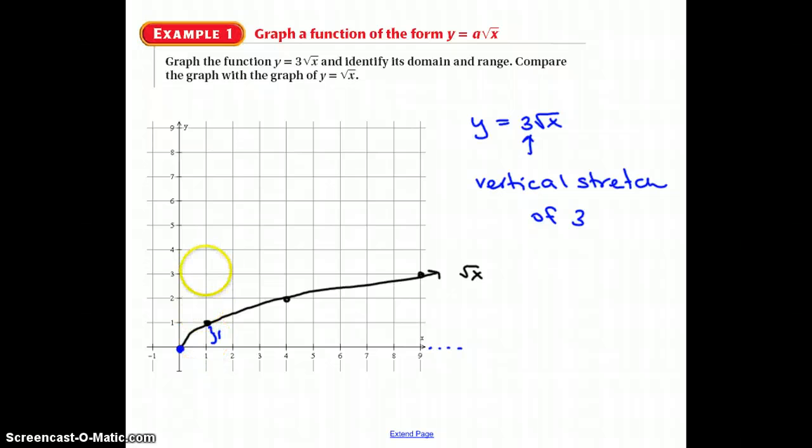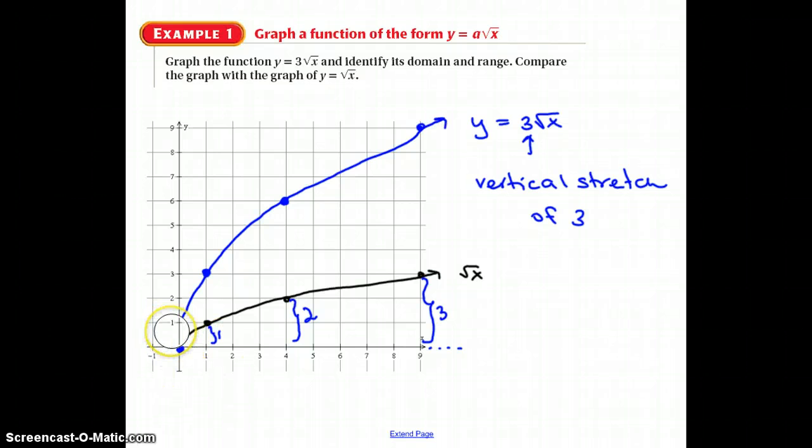So now I'm going to be 3 times as far, so now I'm going to be 3 units away from the x-axis. This point right here is 2 units away. So if I multiply that by 3, now I'm going to be 6 units away. And this point is 3 units away from the x-axis, so now I'm going to be 3 times as far, which is going to take me to 9. So this is what it's going to look like.